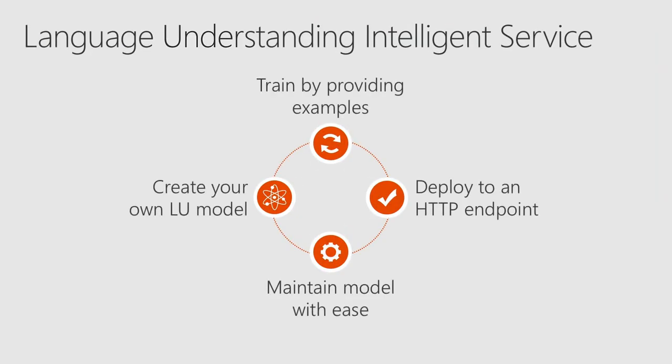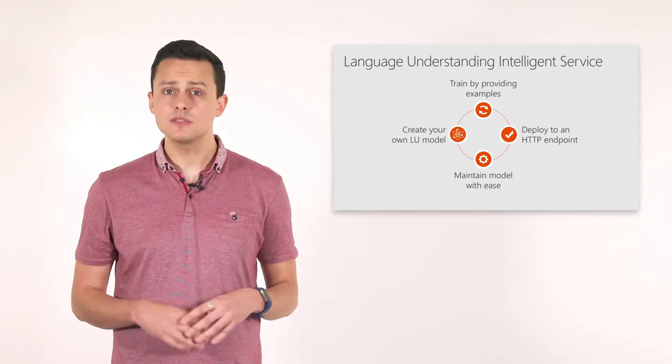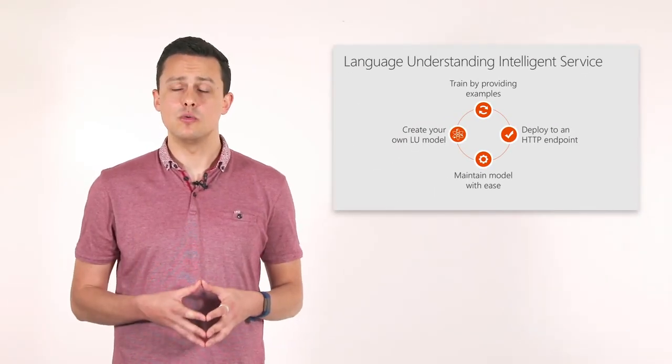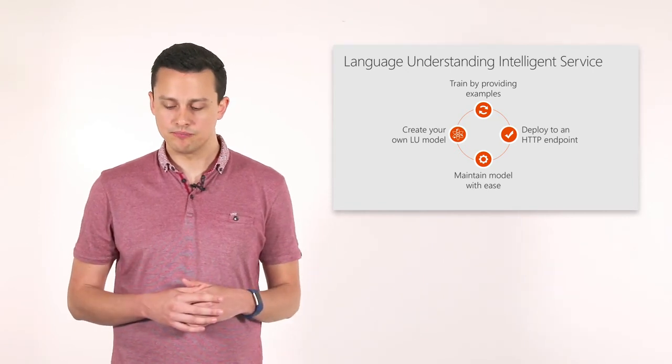However, it's hard to avoid that when you're building rich interactive bots. And Microsoft have solved this problem with a technology called the Language Understanding Intelligence Service. It's part of the Cognitive Services platform, and it's more commonly known as LUIS. LUIS makes it really easy to get started with natural language in your bots.